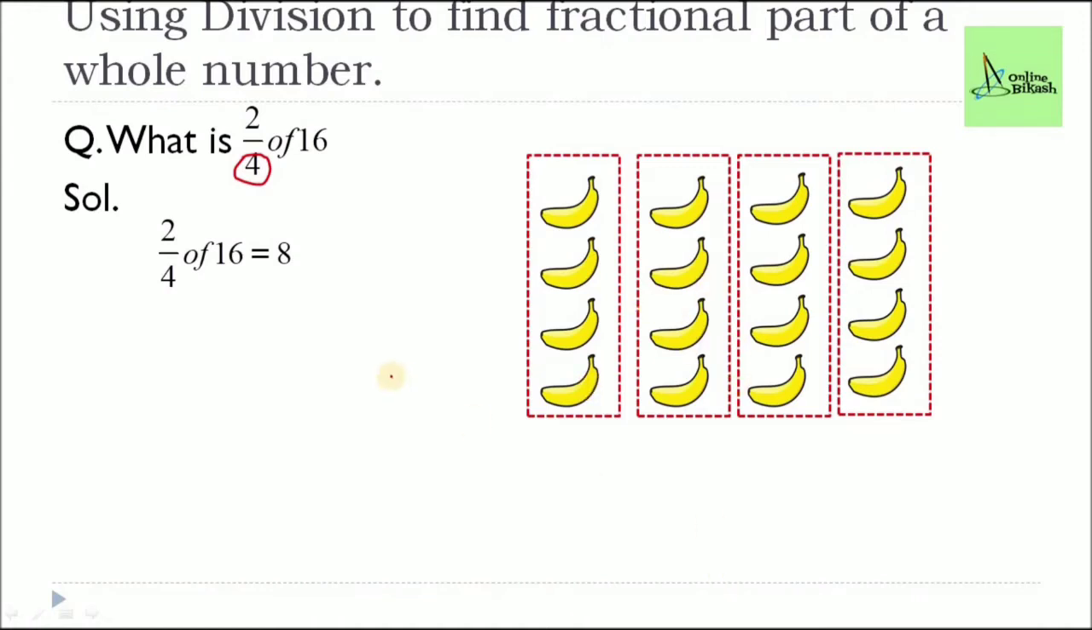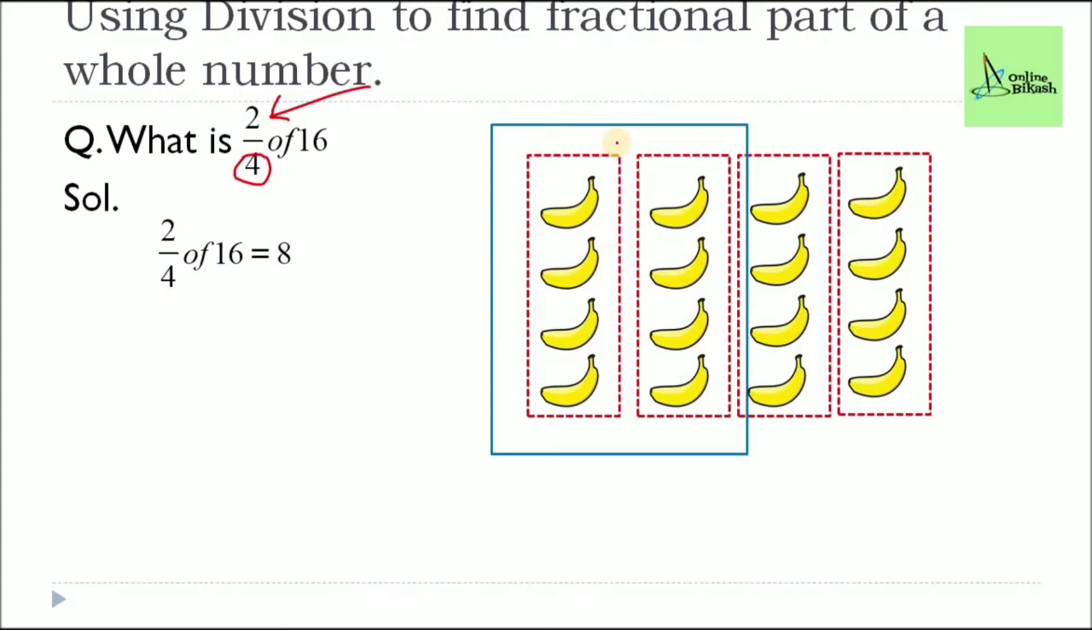After that, you look at this number. You look at this number. This number is what? 2. So you have to take 2 groups. Now you tell me, in these 2 groups how many bananas are there in total? Then you will say 1 2 3 4 5 6 7 8. 8 bananas I have. Yes, you are right. So that's why 2 by 4 of 16 is 8.